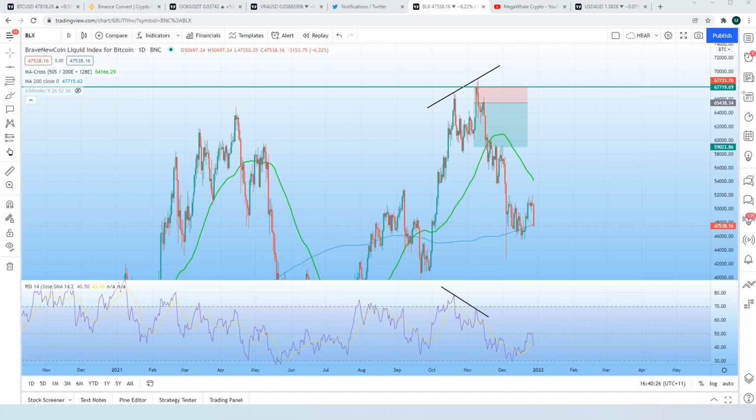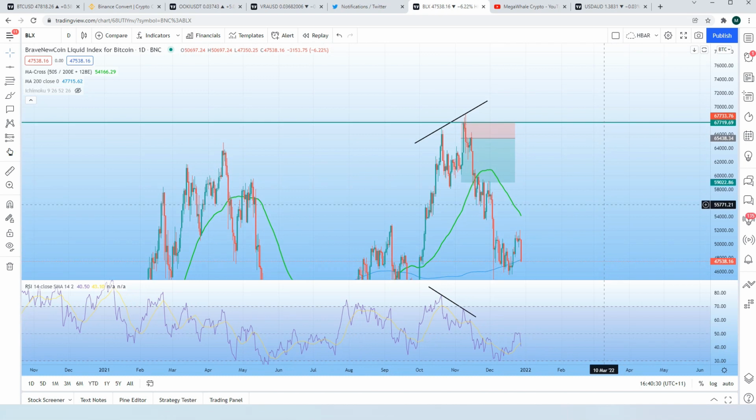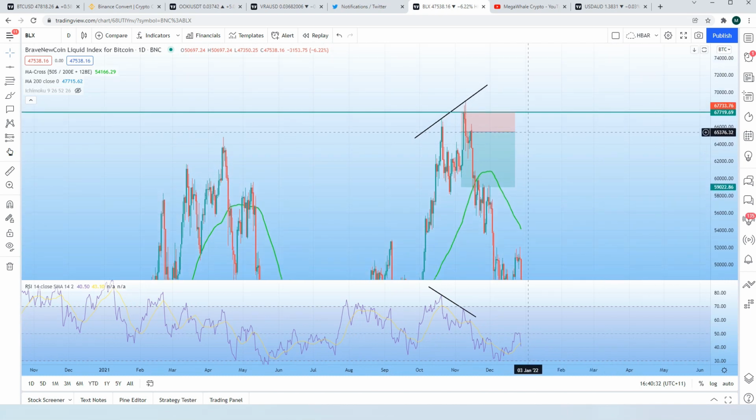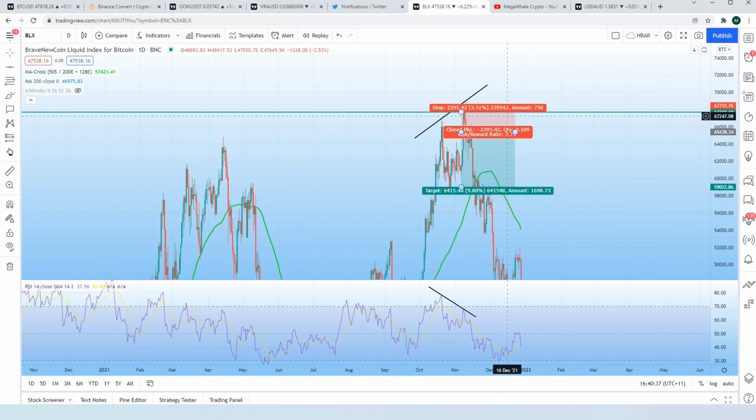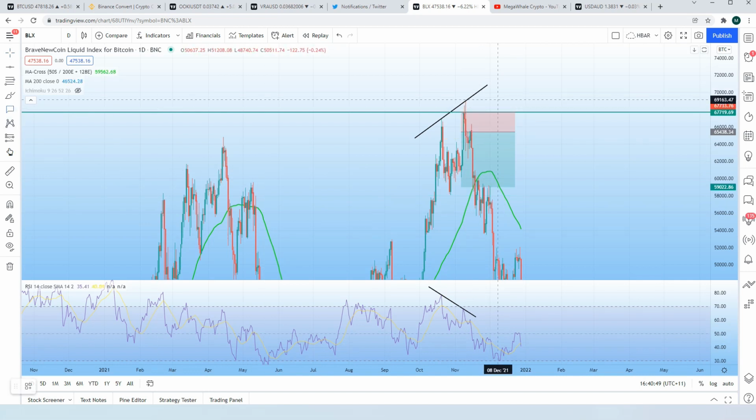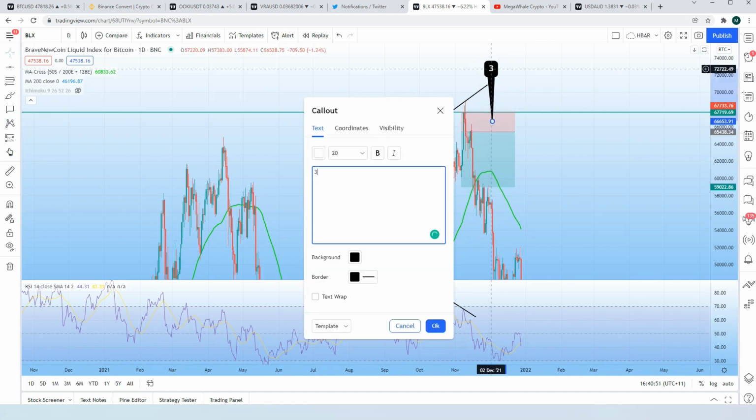So moving on from that, we're going to take a look at our example here. We have a short trade signal set up. This entry was put as 65,500. Our stop loss is 3.5% above, and our take profit is about 9.8% below. Our risk reward is 1 to 2.79. 3.5% stop loss.